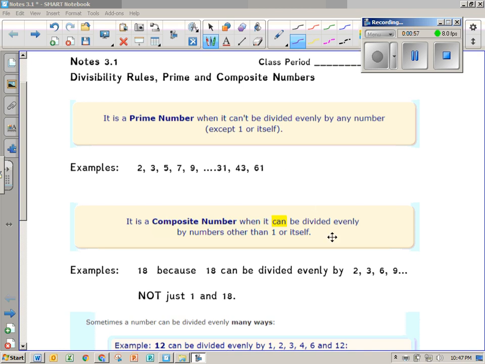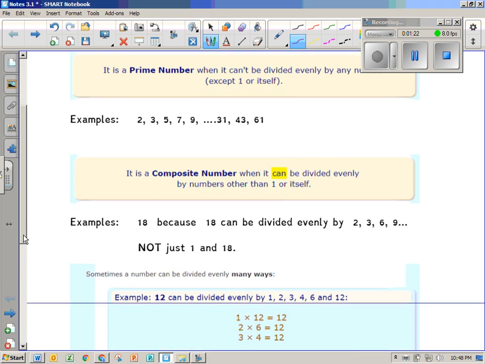Typically people like to think that if it's not prime, then it's composite. Well, that's not wholly true. It's a composite number when it can be divided evenly by numbers other than 1 or itself. There's a couple of special numbers we'll talk about in a minute, but not every number fits into one of these two categories.